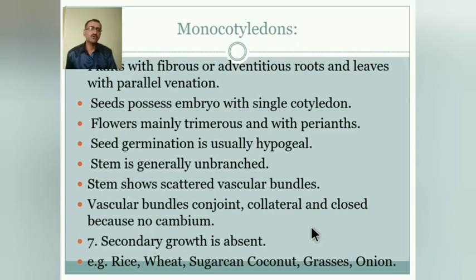In dicot, cambium is present. Secondary growth is absent in the monocot because cambium is not there. There are different examples of monocot: rice, wheat, sugarcane, coconut, grass, onion. Okay, these are the different examples of monocot.